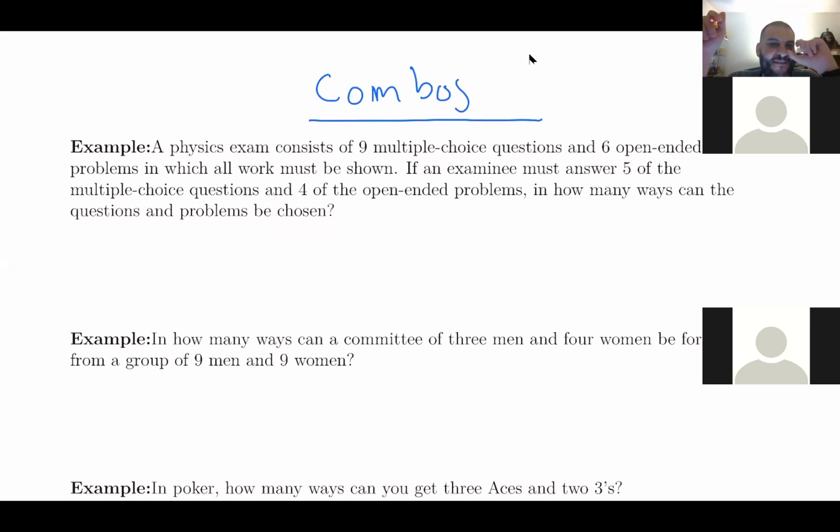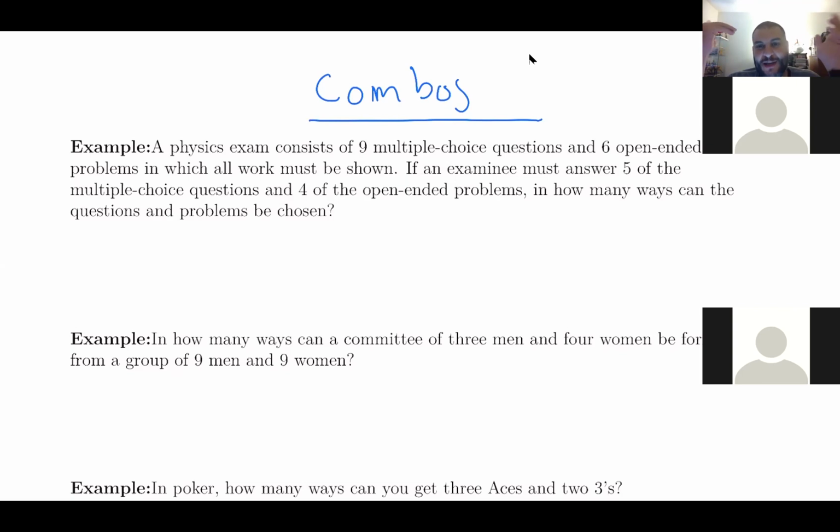For this one, it says a physics exam consists of 9 multiple choice questions and 6 open-ended problems in which all work must be shown. If the examinee must answer 5 of the multiple choice questions and 4 of the open-ended problems, in how many ways can the questions and problems be chosen?